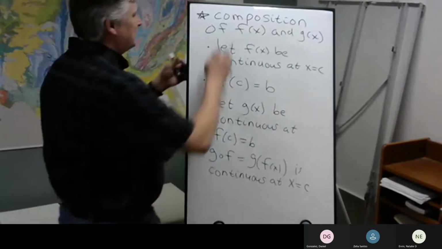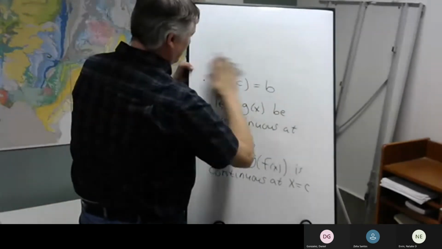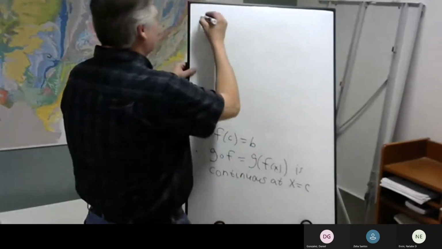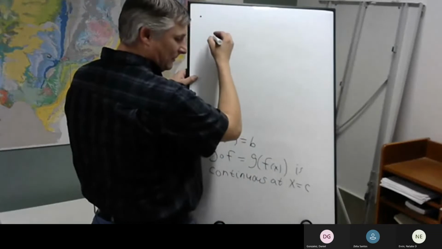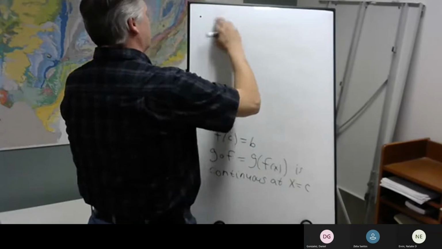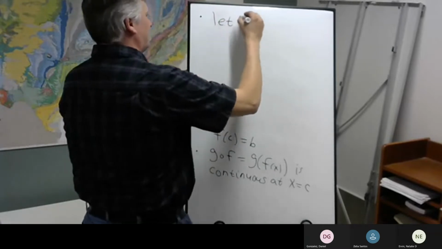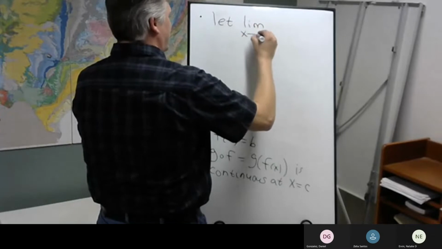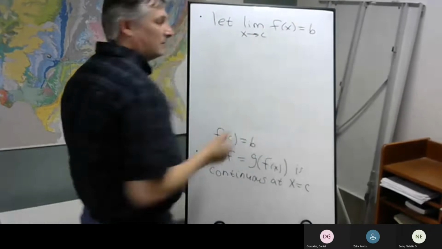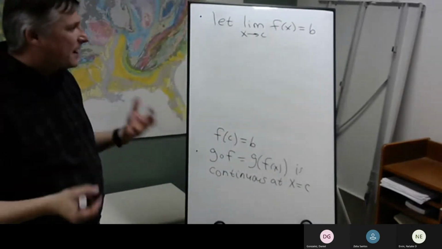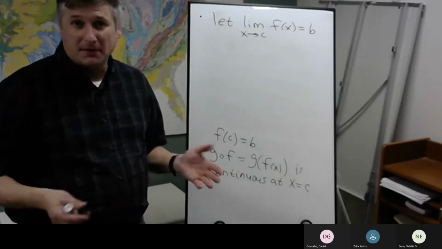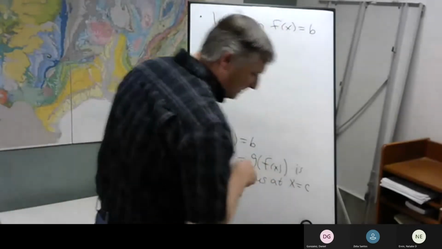So this suggests one other property. Let's suppose that the limit as x approaches c of f of x equals b. So the value of f at c, and the limit as x approaches c, are the same thing, but that won't be as significant.